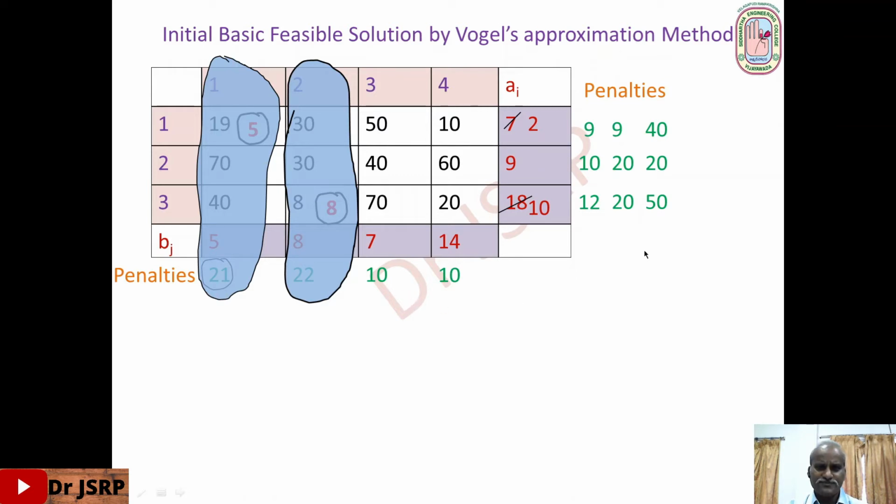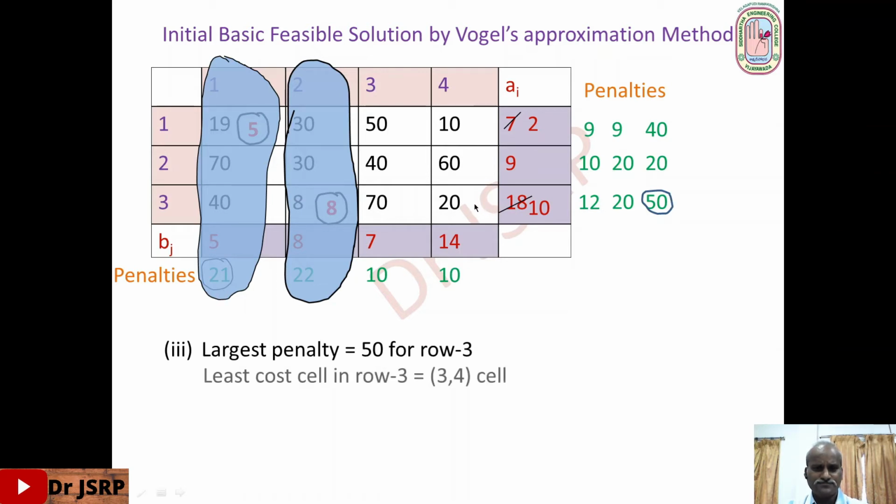Now at the third step, the penalties are these: 40, 20, 50, 10, 10. So the largest penalty is 50 among these penalties, that is for row 3. In row 3, identify the least cost cell. This is the least cost cell, that is the 3, 4 cell. So X34 equals, corresponding available amount 10, required amount 14. So minimum of 10, 14, that is 10. Right here 10, circle it.